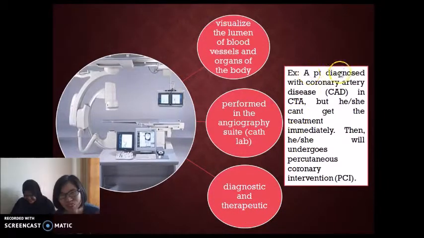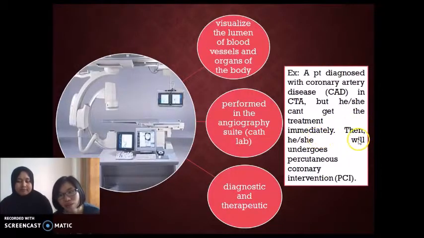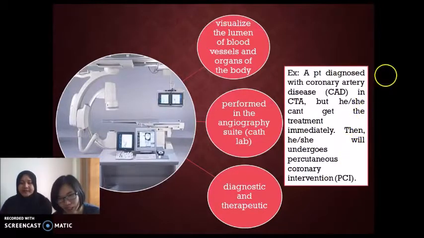For example, a patient is diagnosed with coronary artery disease in CT angiography, but he or she can't get the treatment immediately. Why? Because CT only provides diagnostic value. Then he or she will undergo percutaneous coronary intervention. That means the patient undergoes angio for treatment.